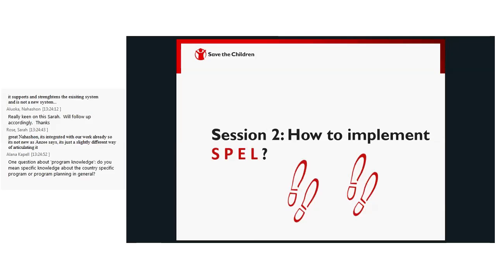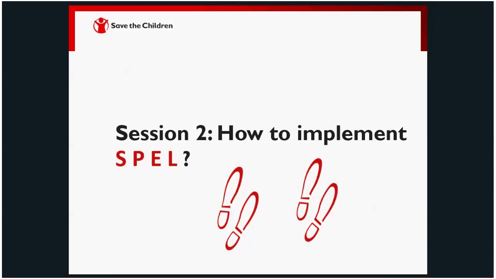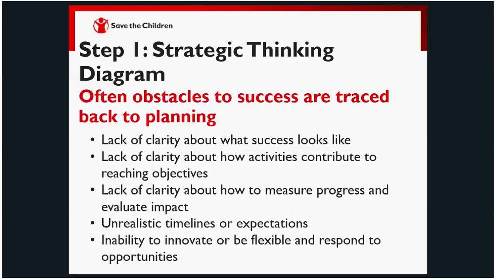Thank you. So now what we'll focus on is session 2. You've gotten background knowledge about what SPEL is, but now how do you implement SPEL? The steps that Camille discussed earlier, the 4 steps, how do you actually make it useful, make it practical, and integrate it within your program cycle? So I'll go through those steps right now. So the first step of SPEL is the strategic thinking diagram.